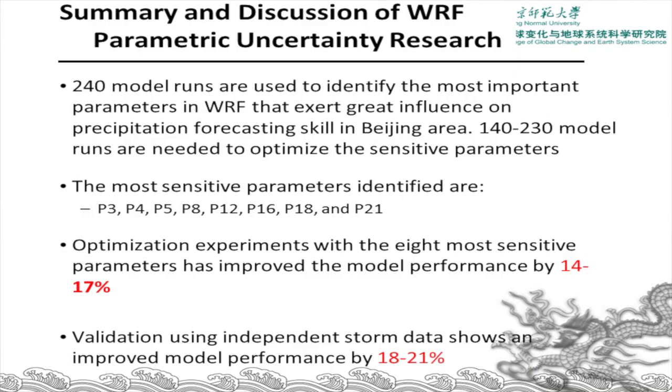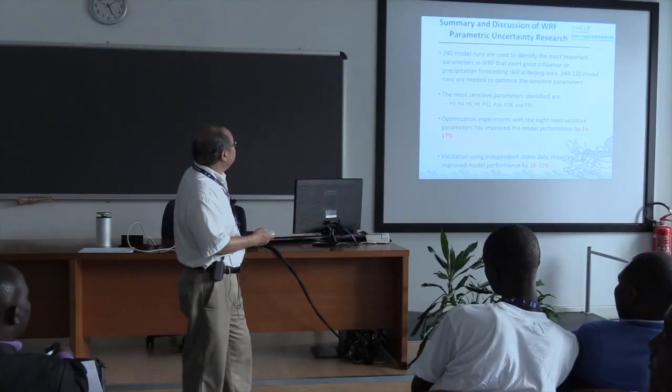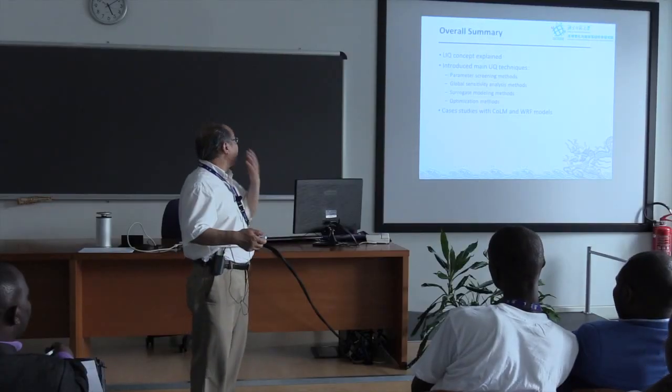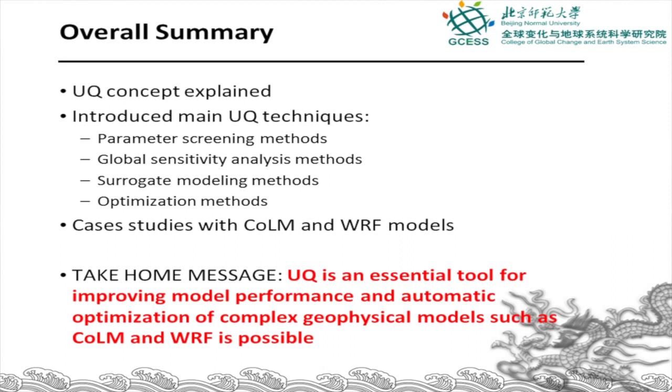So this is a summary of the optimization. We use 240 runs to get the sensitivity, and then these are the sensitive parameters. When we do the optimization, we are able to achieve an improvement of about 14 to 17%. And when we do the validation, we are able to maintain that 18 to 21% improvement. Okay, overall, I waited too long, I'm 10 minutes over.